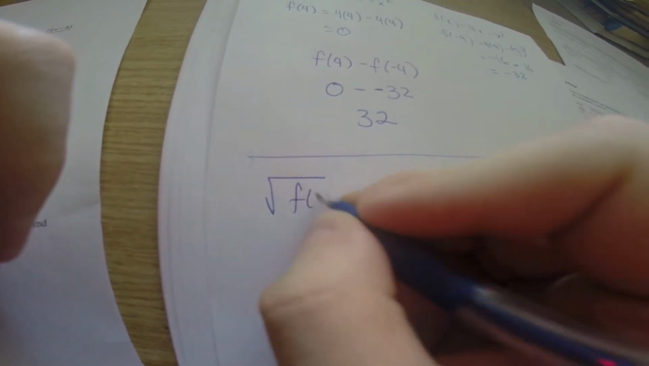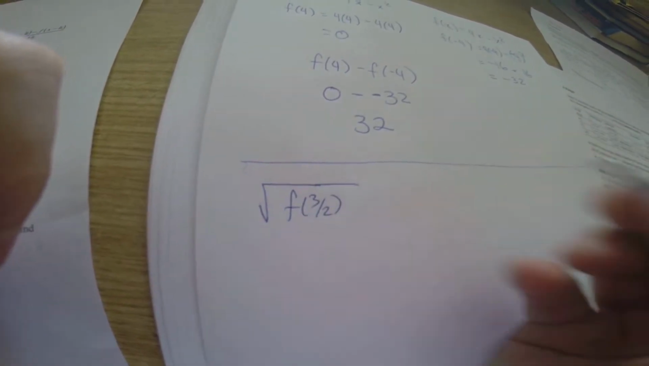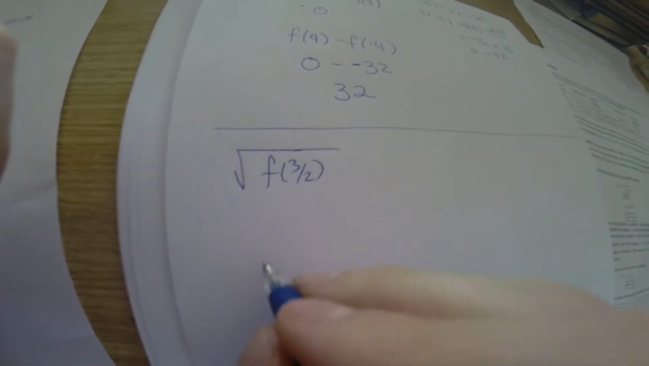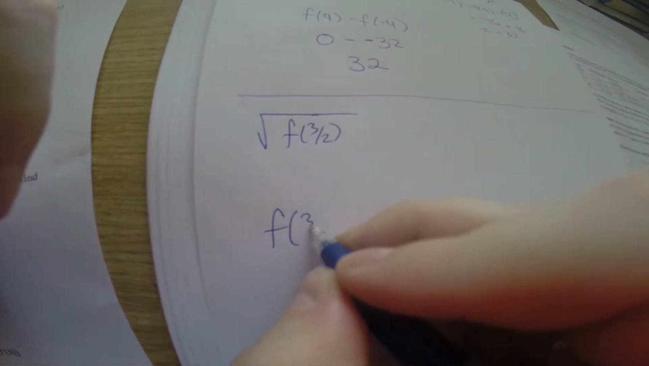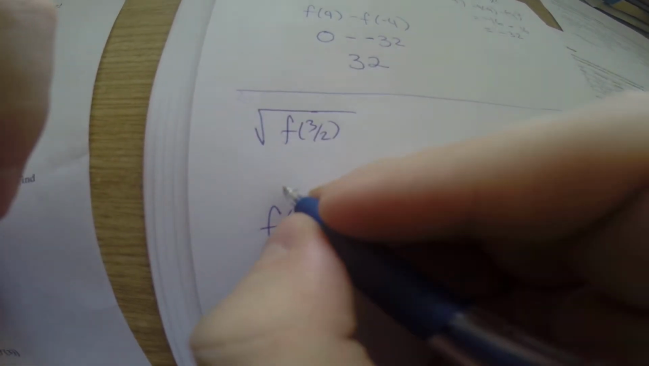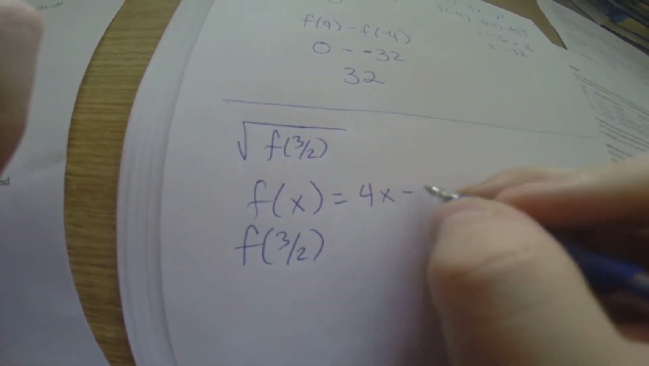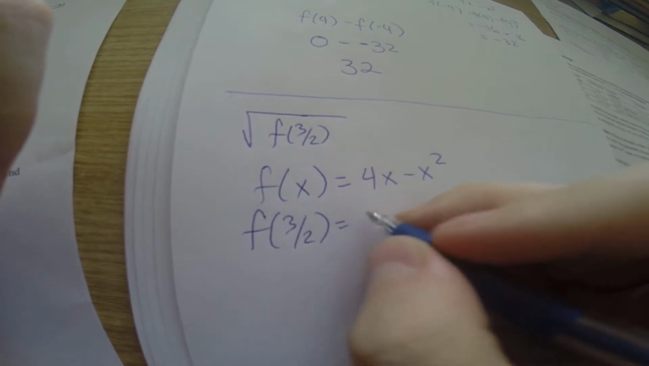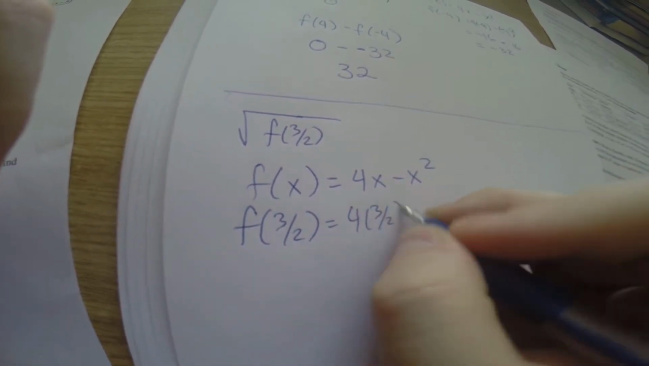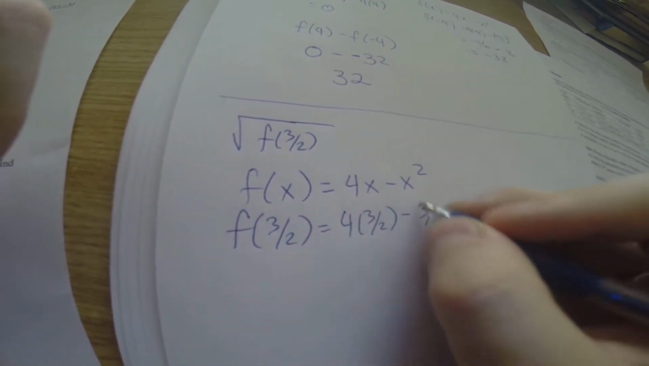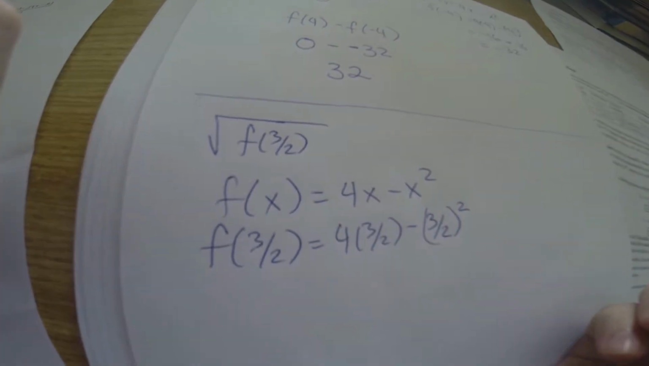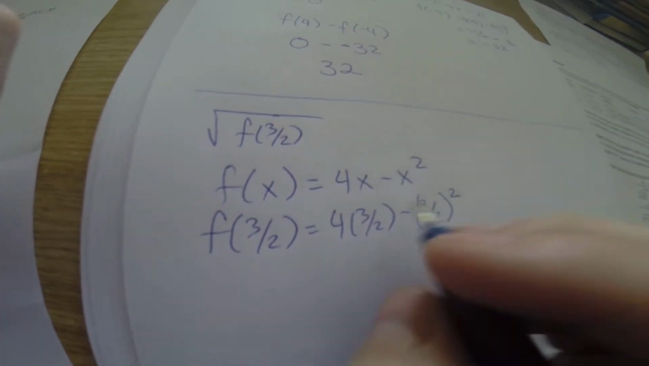More of the same. It's asking us to do the square root of f of 3/2. Okay, so they're introducing fractions. Don't freak out. Same thing. Take 3/2. Above I'm going to write f of x, 4x minus x squared. I'm going to substitute what I know, and we're going to solve. So how do I solve this?